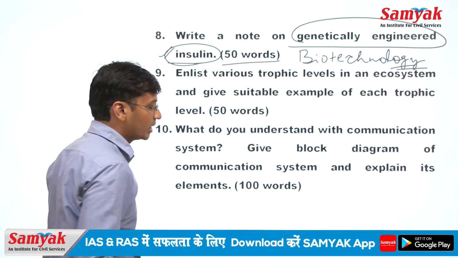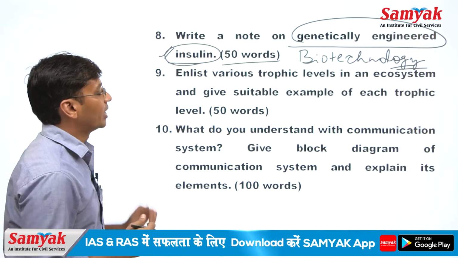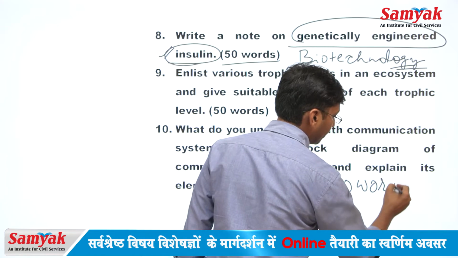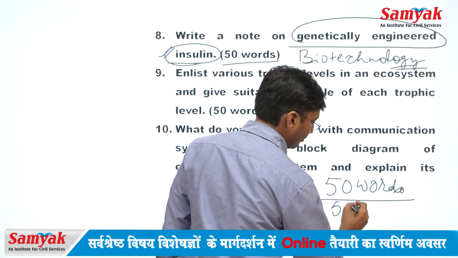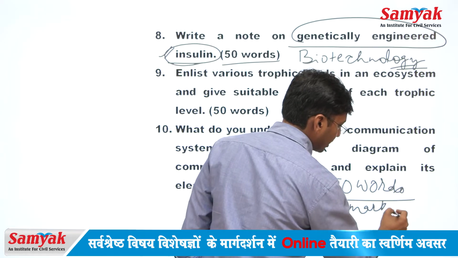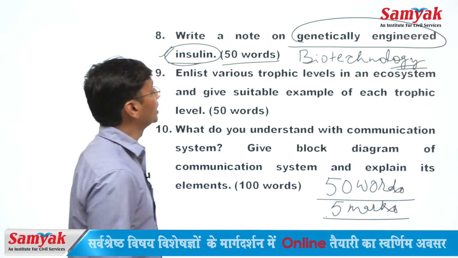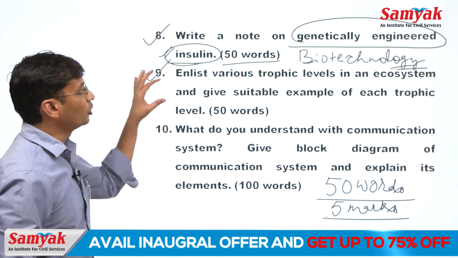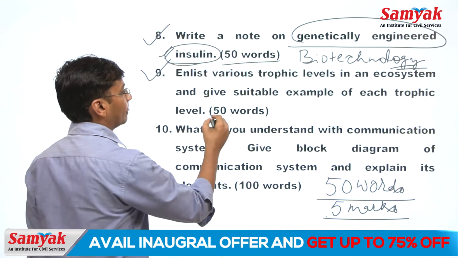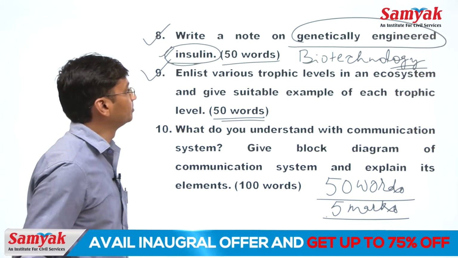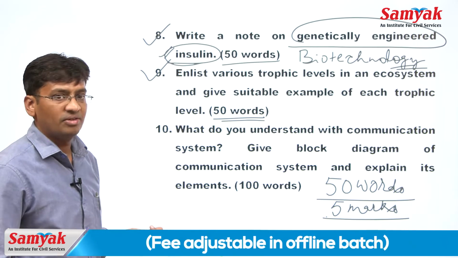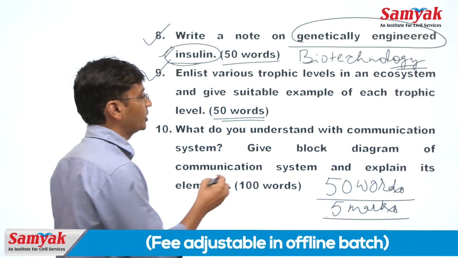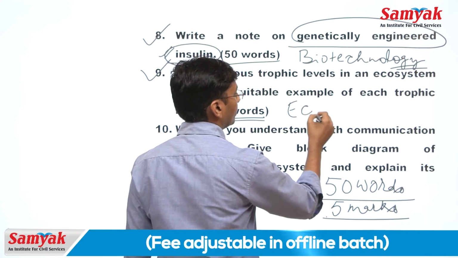So, from here a few questions will start that you have to answer in 50 words, and each question carries a weightage of 5 marks. So, this 8th question and the 9th question both are of 50 words each and 5 marks each. The next is, enlist various trophic levels in an ecosystem and give a suitable example of each trophic level. This question is related to the ecosystem.